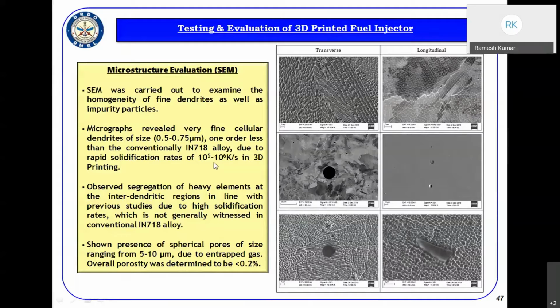Then we have seen certain spherical pores of size ranging from 5 microns to 10 microns due to entrapped gases. The overall porosity we have seen in this sample is less than 0.2 percent. That means the component has been densely built with a porosity of only 0.2, but there was some problem of impurities here and there, as shown here. Where we have those impurities, we have gone with EBSD microstructure analysis.